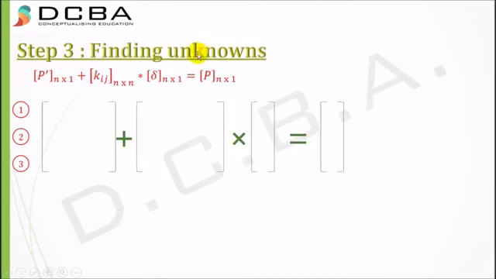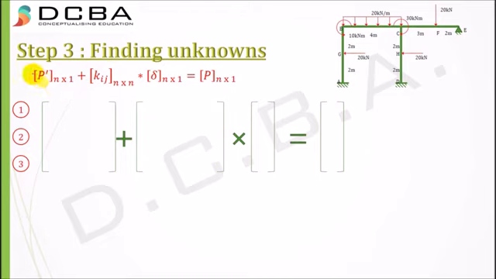Step 3 is finding unknowns. Now this is the equation for finding the unknowns, P dash n cross 1, where n is the number of unknowns. In our case it is 3, right? So this matrix would be a 3 cross 1 matrix. Second is Kij, which is the stiffness matrix elements that we just found, that is K11, K12, K13, etc. It is going to be n cross n, that is 3 cross 3.